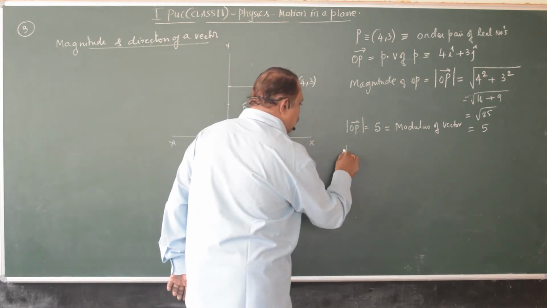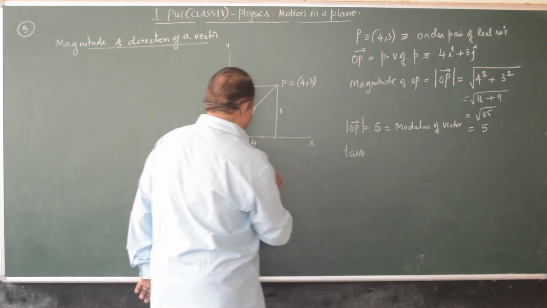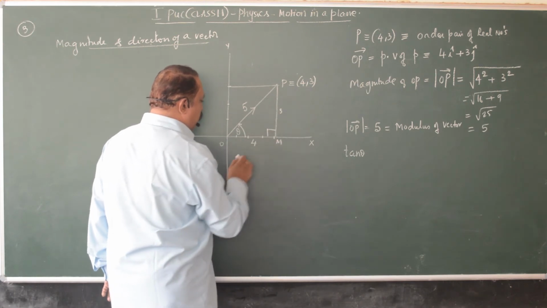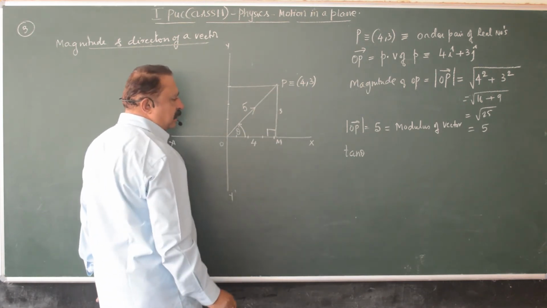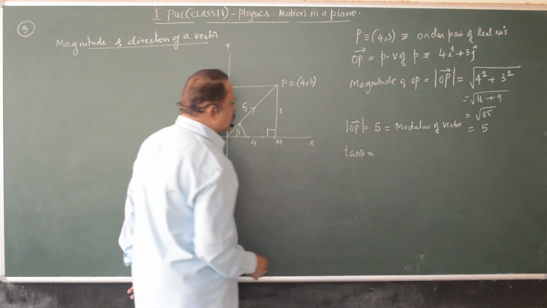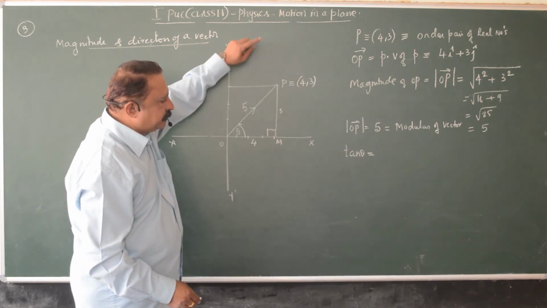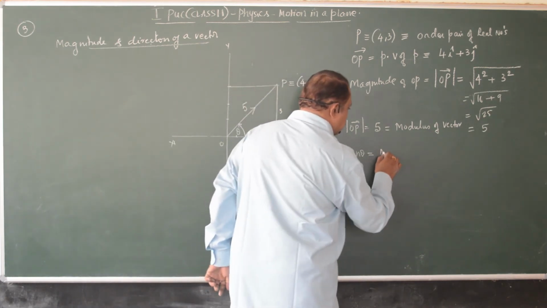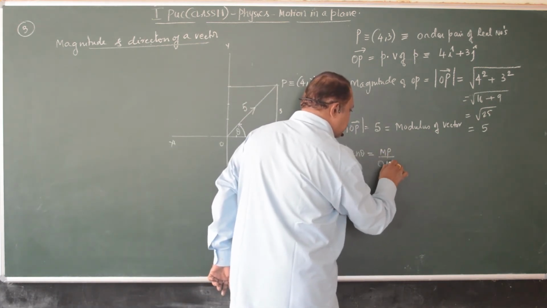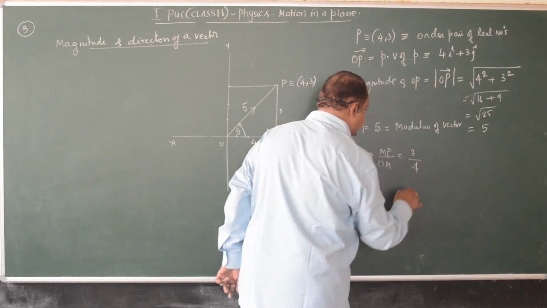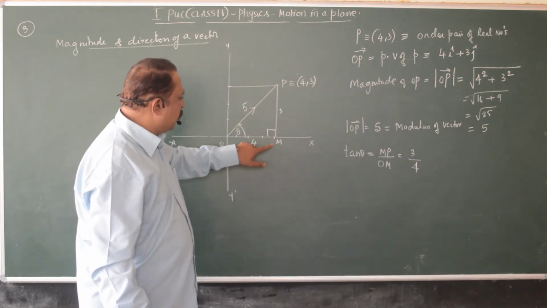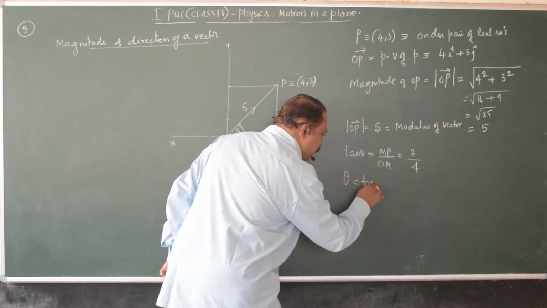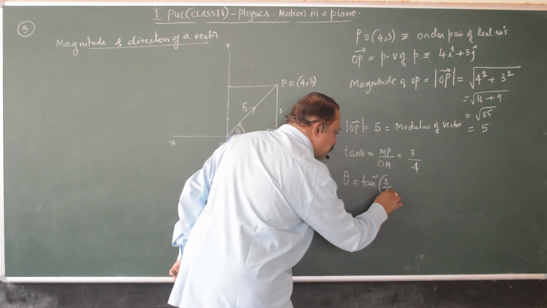Now in the figure, let's take tan theta. Now we have a right angle triangle here. Let me call this point M. OMP is a right angle triangle. Now tan theta equals, what is tan theta? Tan theta is MP divided by OM. That is 3 by 4. MP is 3 units, OM is 4 units. So now theta is tan inverse of 3 by 4.